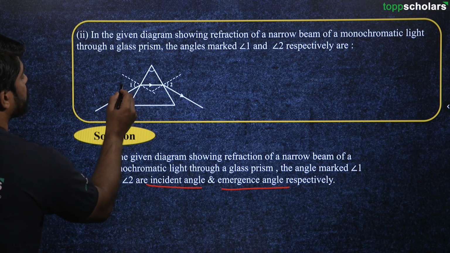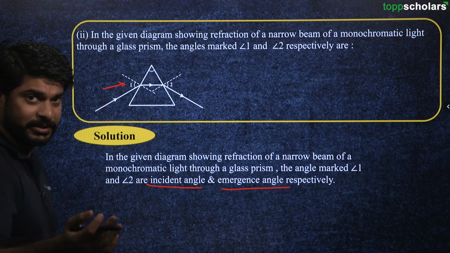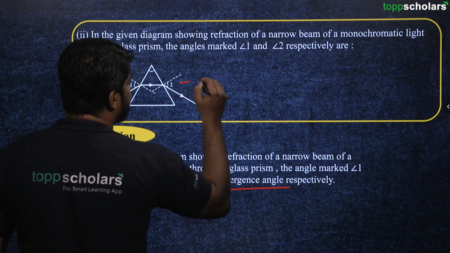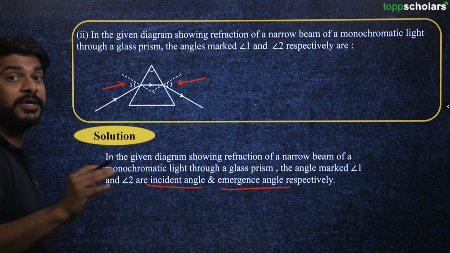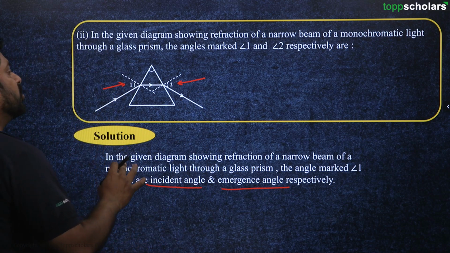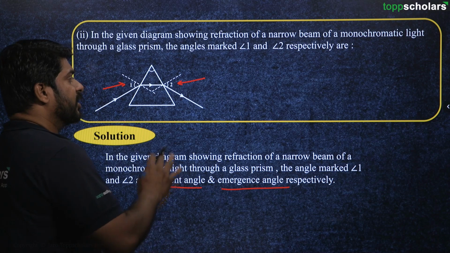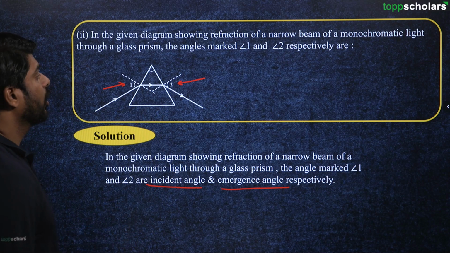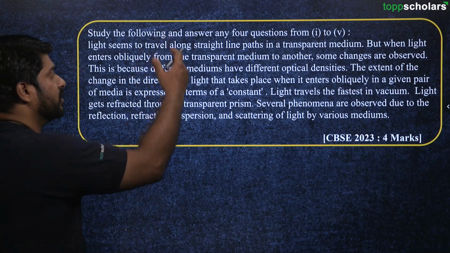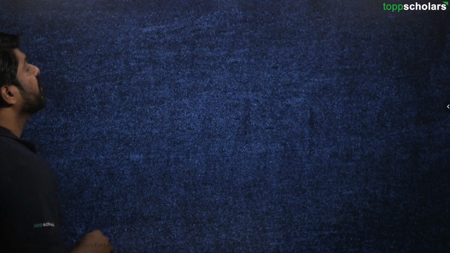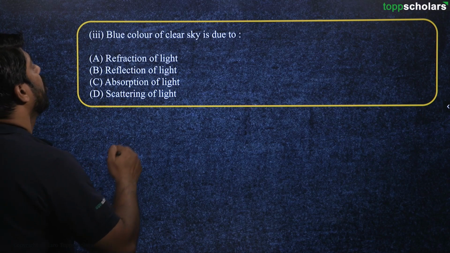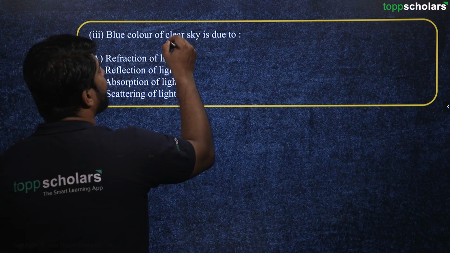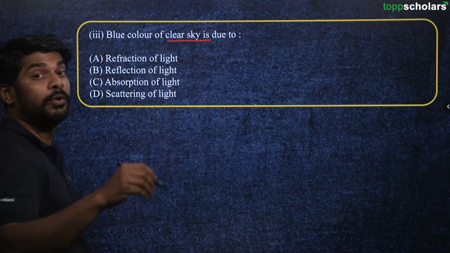That means this one is angle of incidence, isn't it? And this one is angle of emergence. So these are the 2 angles that are shown over here. This is again a pretty easy question. Moving on, again this is the same case that is given. On the basis of this case we have this question. Blue color of clear sky is due to what?